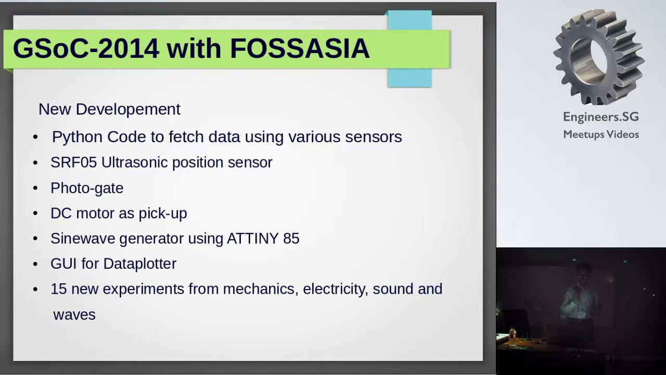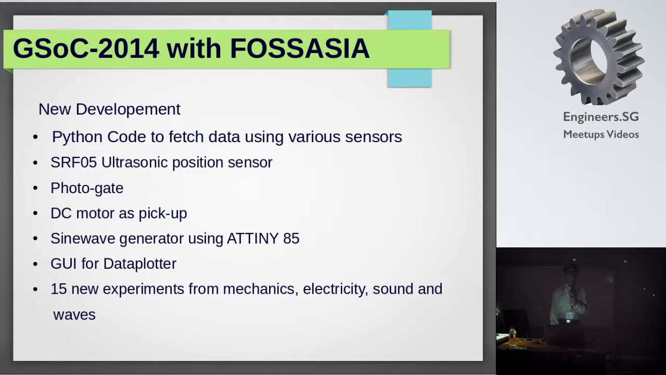Last year I got the opportunity to work with FOSS Asia for my GSOC project, and we could design new experiments and we could reduce the cost of existing equipment by almost 90%. For example, there is one setup that we use in the physics laboratory for studying Newton's laws, called the linear air track device. And if you talk about the cost, it is more than 2 lakh rupees in Indian currency. With this effort, we could use one small sensor called SRF-05. It's an ultrasonic sensor, which is very low cost. And we could design our own linear air track. With that, we could reduce the cost by 95%. It's hardly 10,000 rupees now.